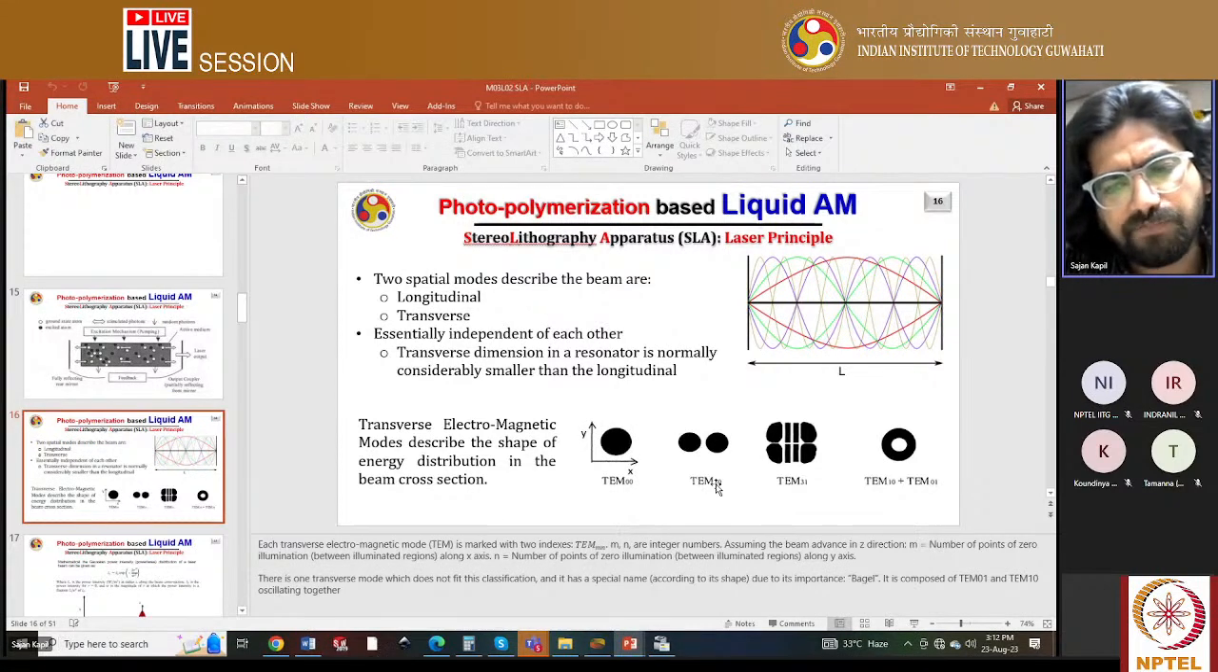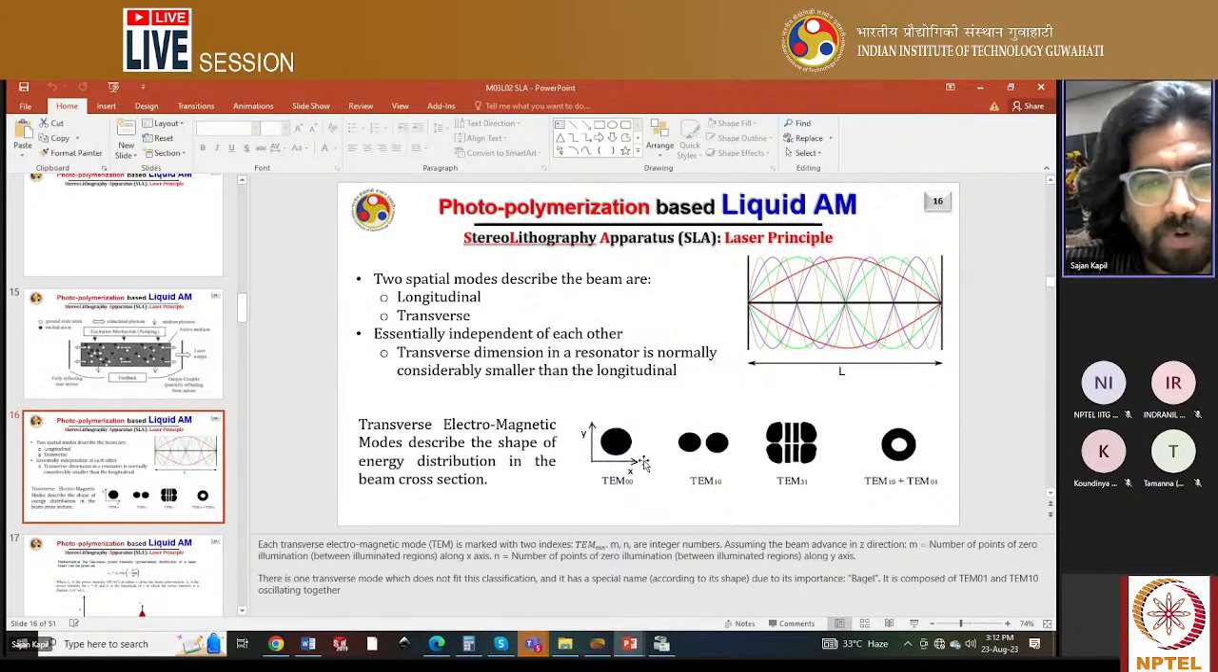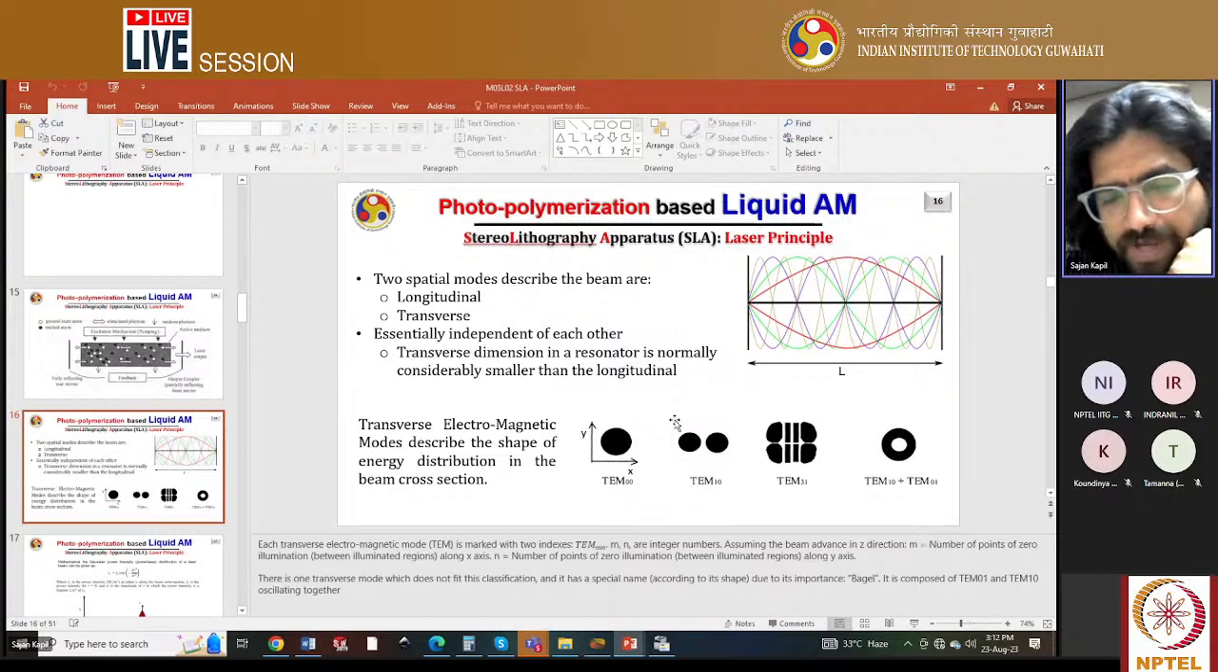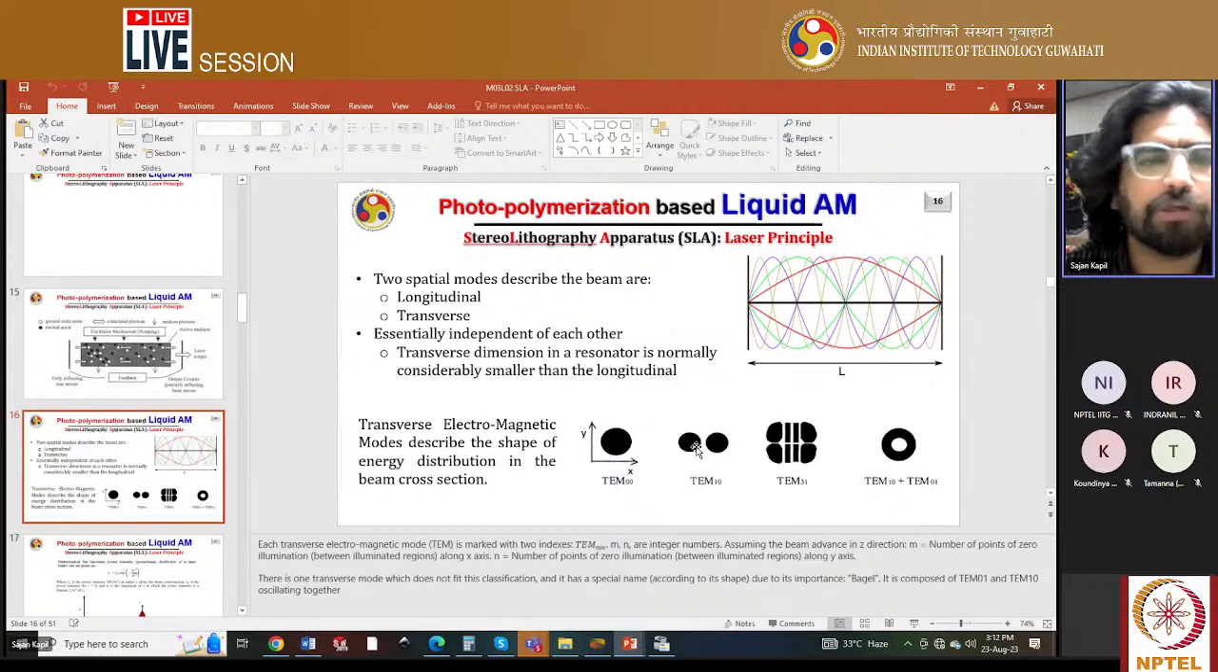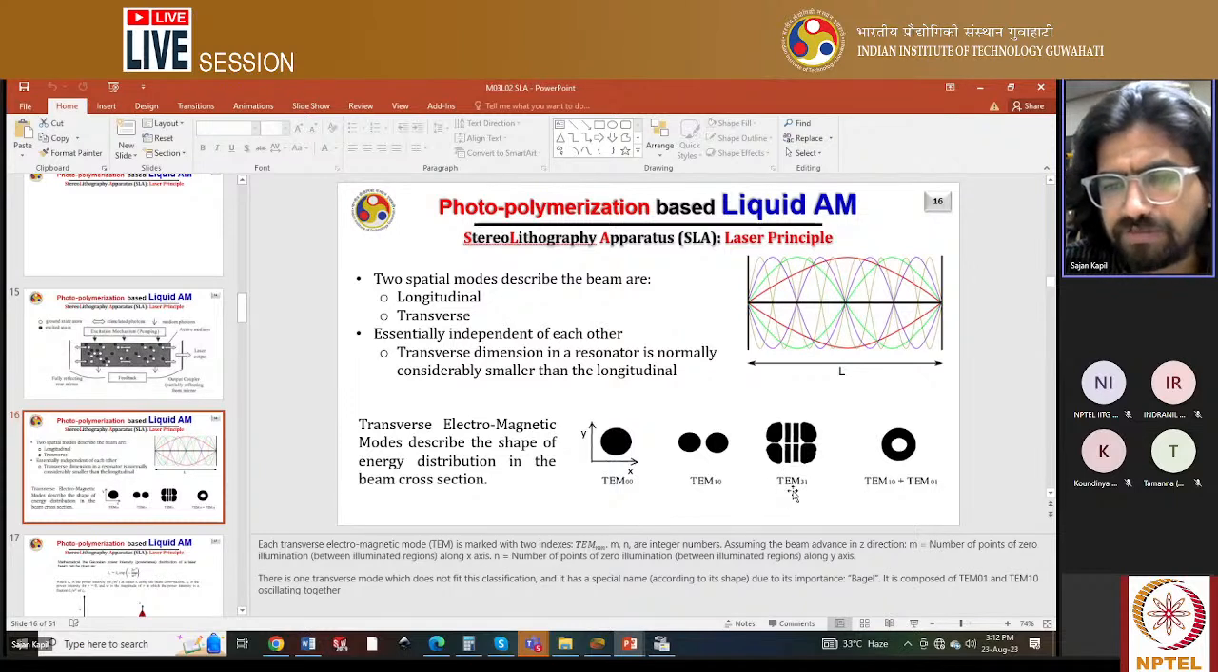While if you see TEM10, it means there will be one non-illuminating point along the x-axis and none along the y-axis. So if you look at the y-axis, it is everywhere the same, while along the x-axis there is one white region here, right? Here the black shows the illuminating region and white shows the non-illuminating region. Correct. Again, in this case, this is TEM30.